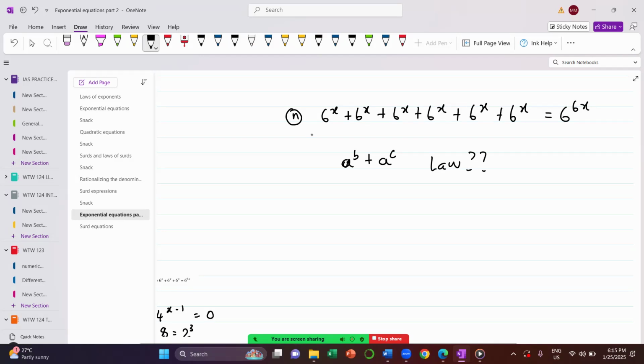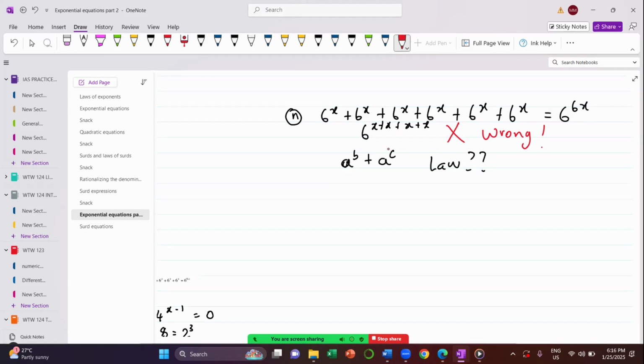So it would be wrong for someone to say, oh, I'm going to have a base of 6 and then I'm going to add all of these x's. That person would be wrong, right? So what can we say? Someone who keeps the base of 6 and then adds x plus x plus x plus x will be wrong. Are we okay? Yes, sir. So now let's find the correct way.